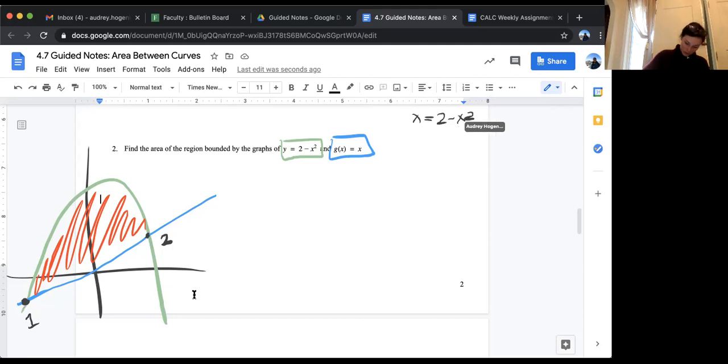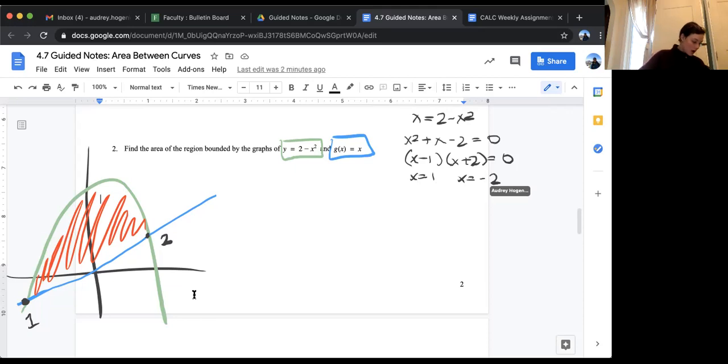I'm going to move everything to one side. So I'm going to have x squared plus x minus 2 equals 0. I'm going to factor that. x minus 1 times x plus 2 equals 0. Therefore, x is equal to 1 and x is equal to -2.